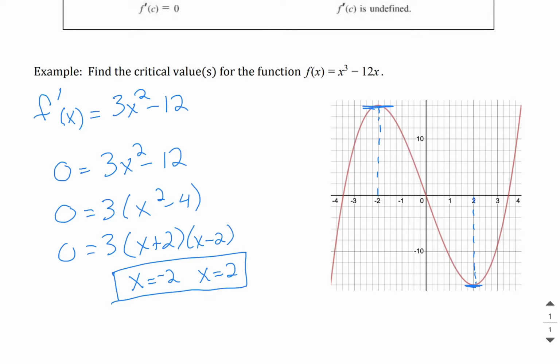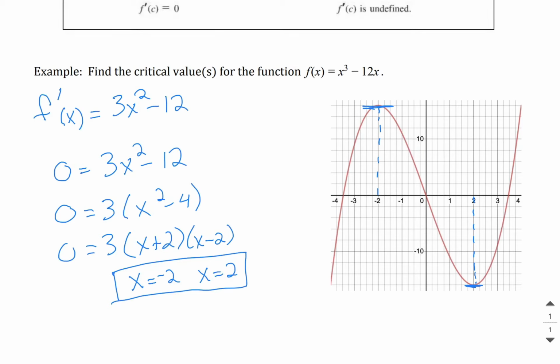Now what's important about these critical values is that it can be, it doesn't have to be, but it can be the point where we see a graph go from increasing to decreasing. I just say it can be because we'll see some instances in the future where maybe it'll just level out for a second and then continue increasing.